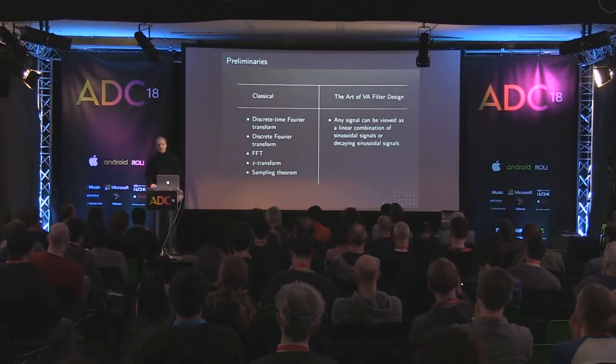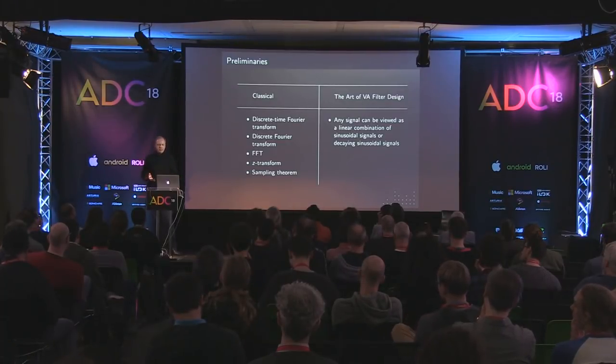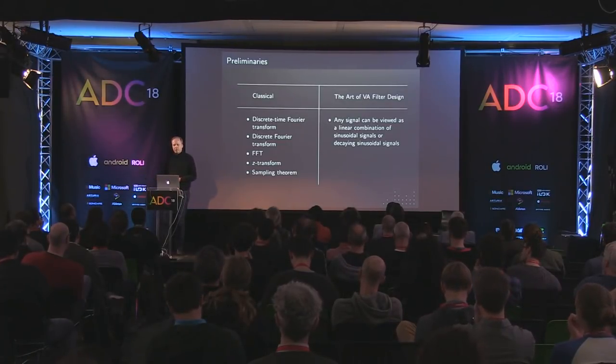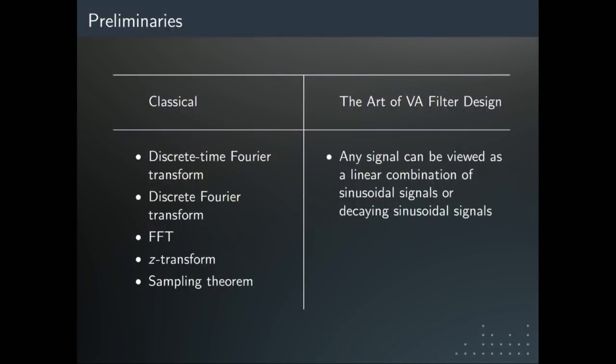Now let's get closer to the book subject. Let's talk about preliminaries. In a classical text, before we get to the filters, we learn about lots of theoretical stuff, again, like on the left of this slide. And maybe partially because many of these books would be dealing with more than just filters, but also partially because of the way the filters are introduced in classical DSP. So the book, The Art of VA Filter Design, has a very small set of preliminaries.